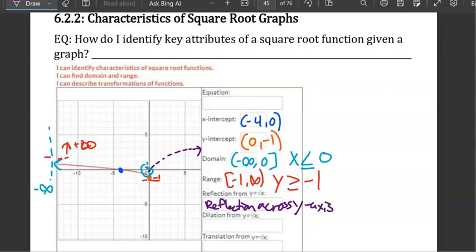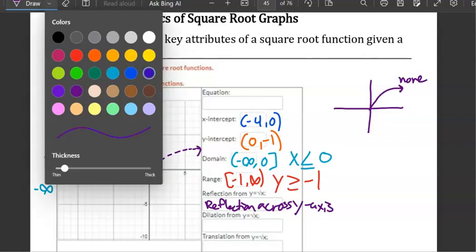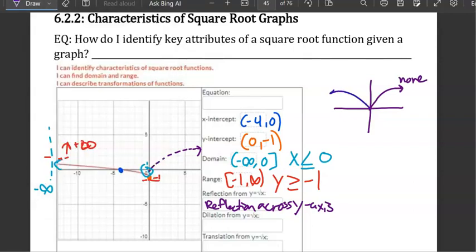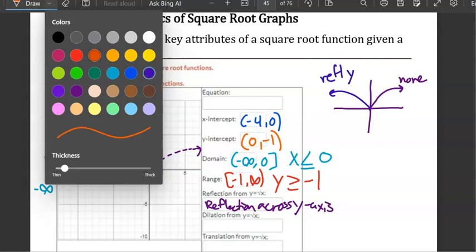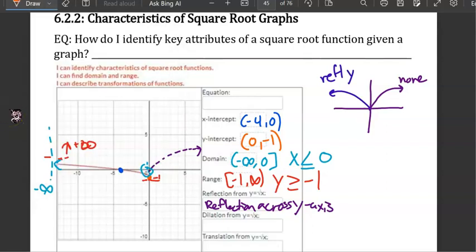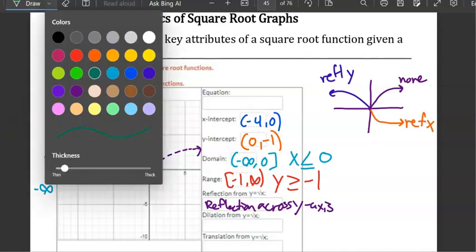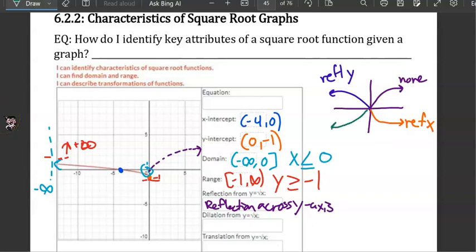So there are 4 possibilities. So we have our parent function. We have this one, reflect y. We have this one right here, reflect x. And then we have the one where it reflects x and y.